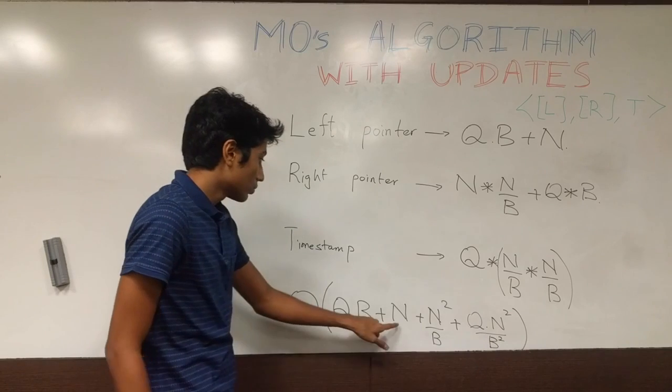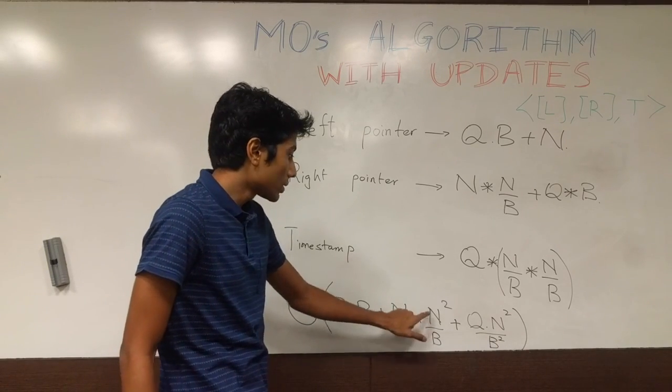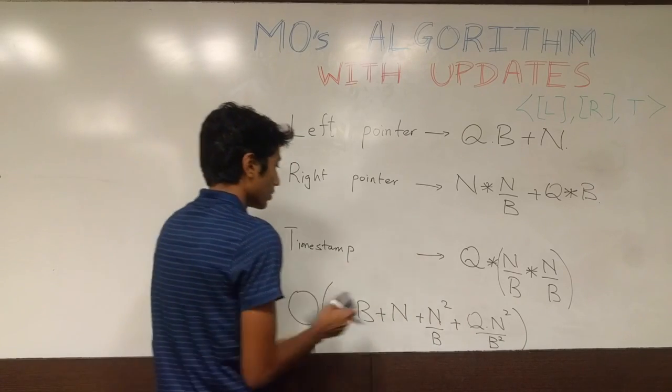Alright, do we really need this term? If B is equal to N, this term is still greater than N. If B is equal to 1, this term is much greater than N, so we don't need this term, N.